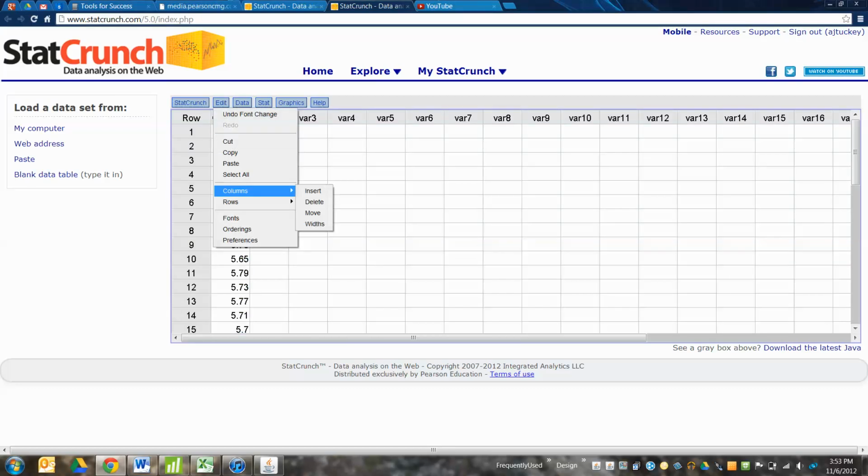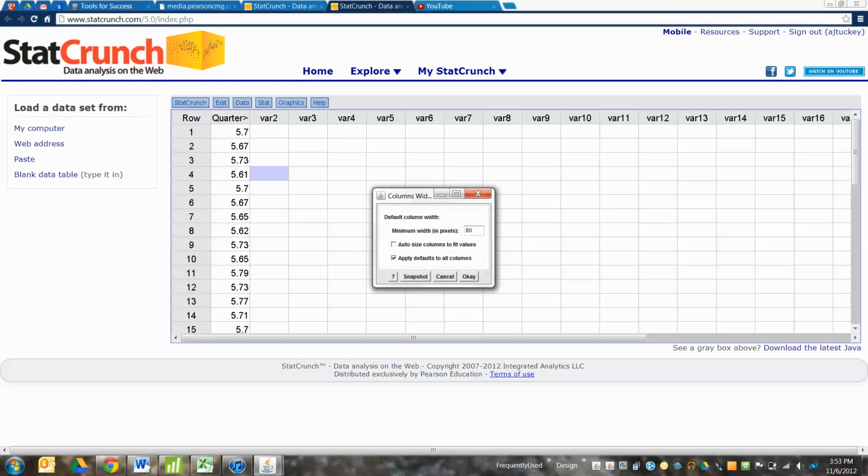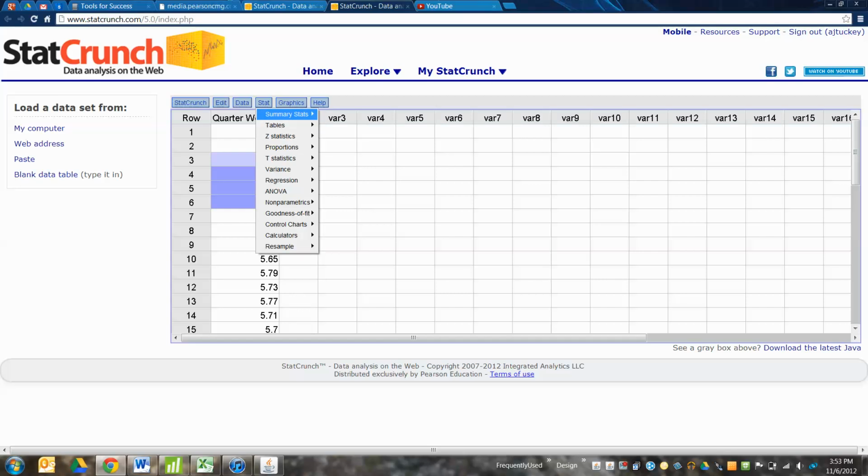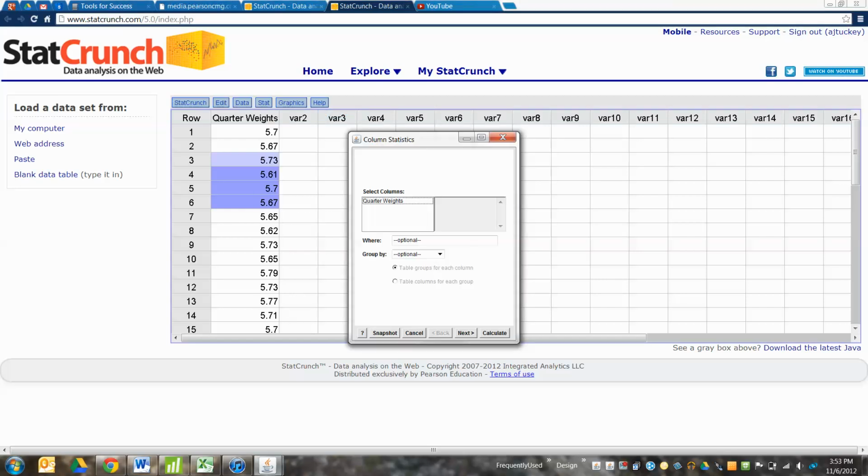And if you want to make the column wider, just go to columns, widths, click auto size. That's what I do, and say OK. And there it is. Okay, so there they are. And you could run summary statistics on that column with no trouble.